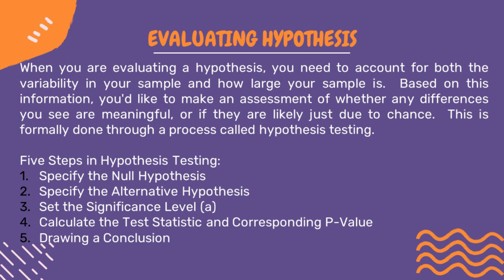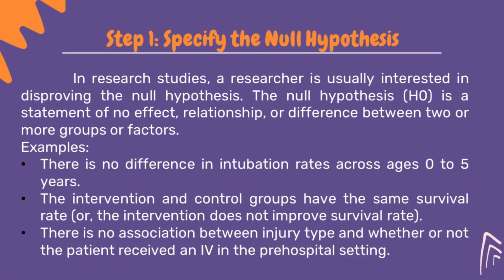There are 5 steps in hypothesis testing. The first is specify the null hypothesis. The second is specify the alternative hypothesis. The third is set the significance level alpha. The fourth is calculate the test statistic and corresponding p-value. And the last, drawing a conclusion. Step number 1. Specify the null hypothesis.